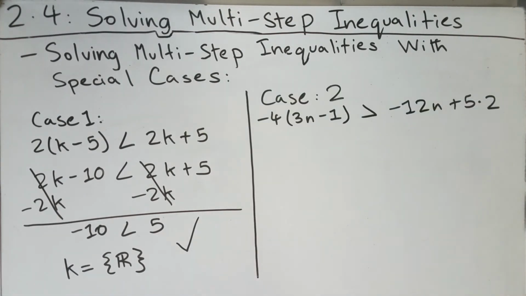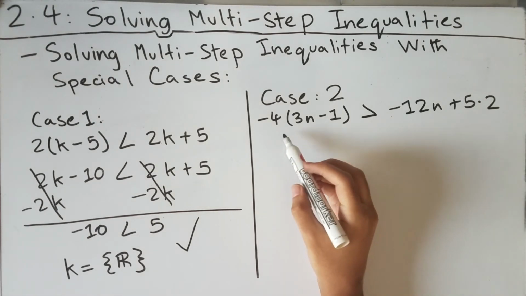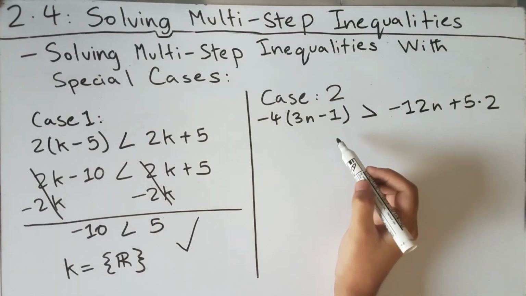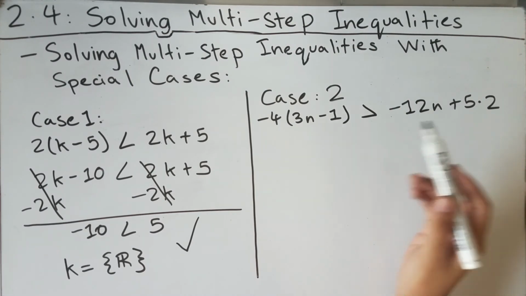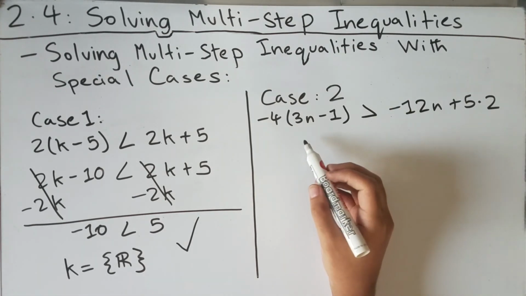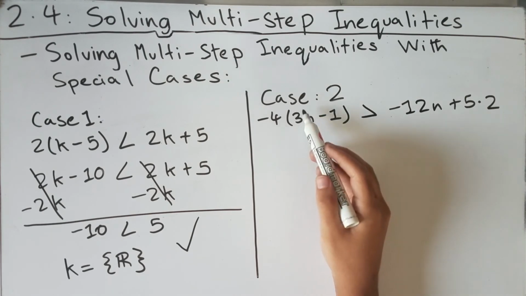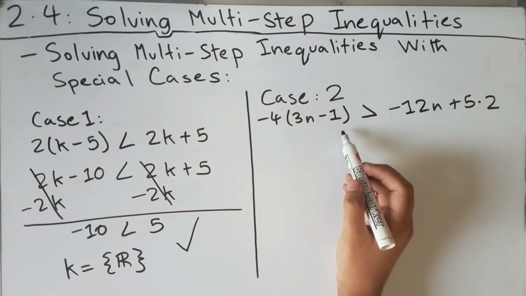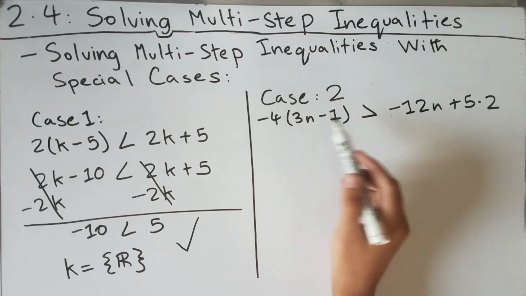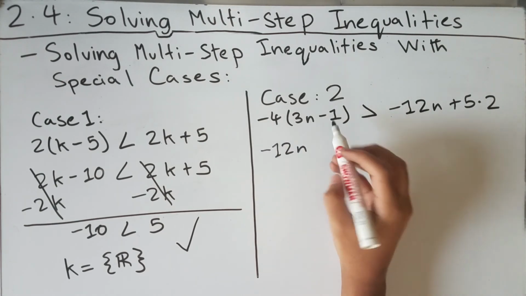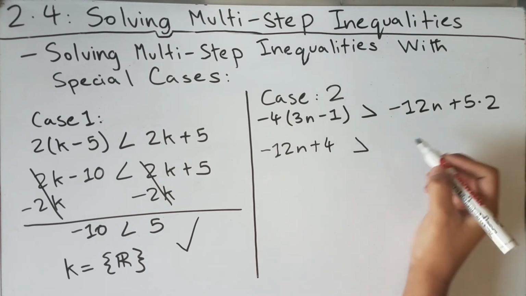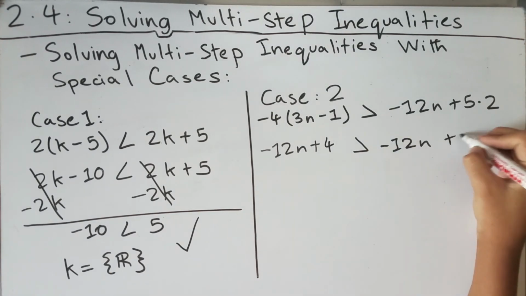So in case 2, we're given that negative 4 times 3n minus 1 in parentheses is greater than negative 12n plus 5.2. So on the left side of the inequality, I see that I have a coefficient of negative 4 being multiplied to this whole term in the parentheses. So I can distribute this term, giving us negative 12n, and negative 4 times negative 1 is plus 4, is greater than negative 12n plus 5.2.